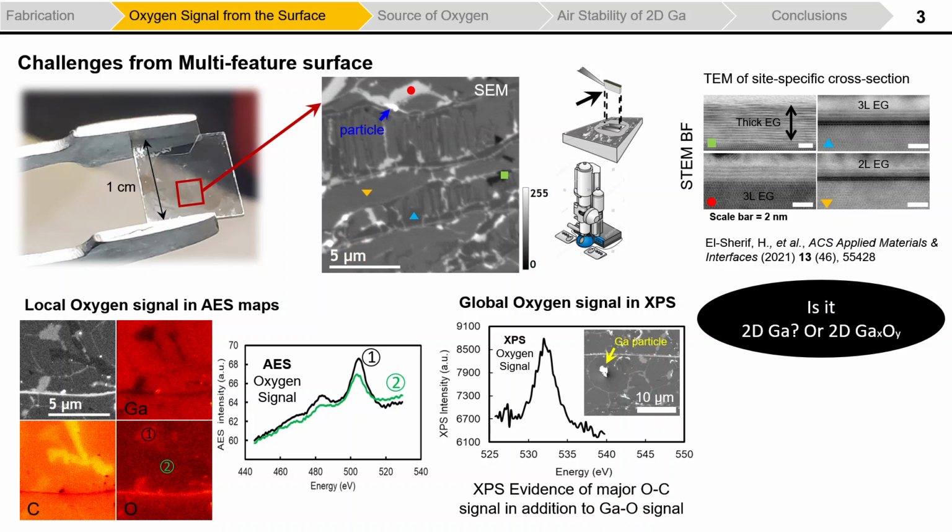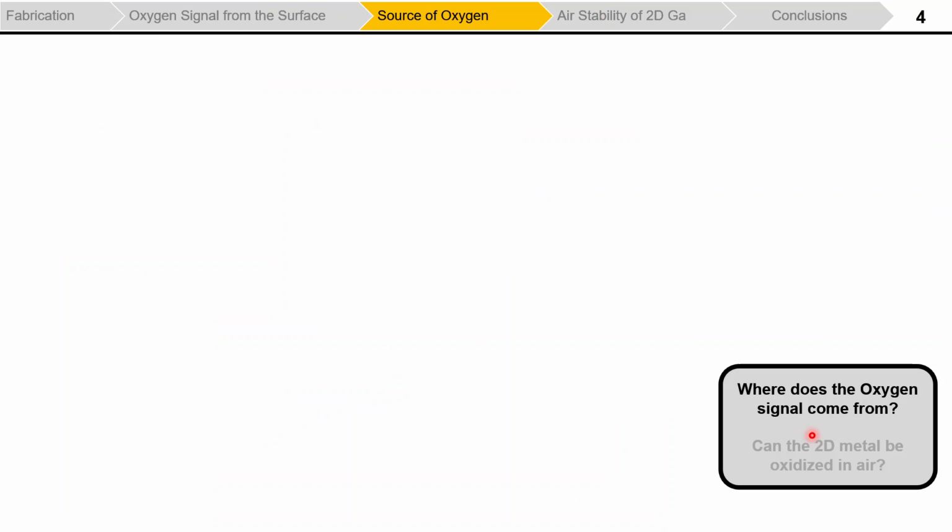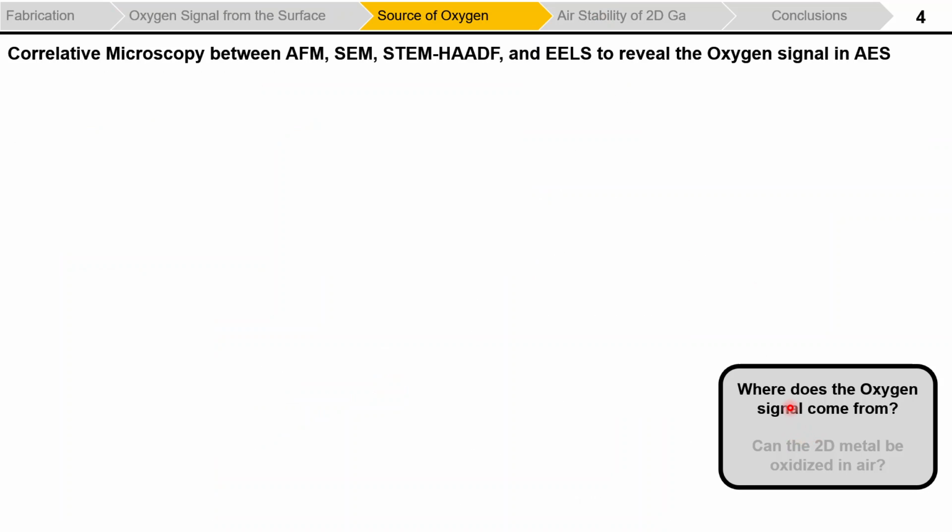However, the presence of oxygen in this analysis is actually a red flag to us, and it motivates us to further study this material to answer two main questions. In our first question, where does the oxygen signal come from? We applied a variety of microscopy techniques in cross-section view and plan view to understand that.